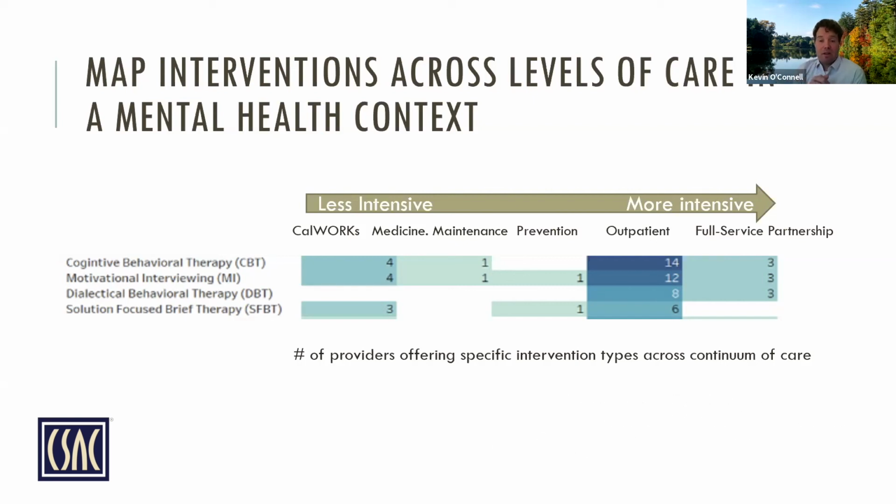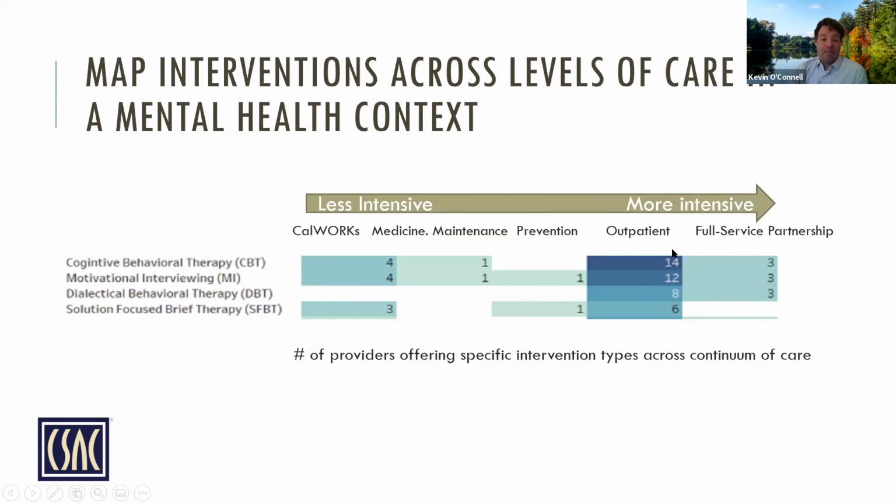So what this chart shows is that across these levels of care, from CalWORKS being the least intensive to full service partnership for behavioral health, you can actually see the different things being offered and the variety of programs. What this shows is that cognitive behavioral therapy and things like motivational interviewing are offered quite a bit on the outpatient side, almost a dominant approach, but they're also being offered at different levels too.